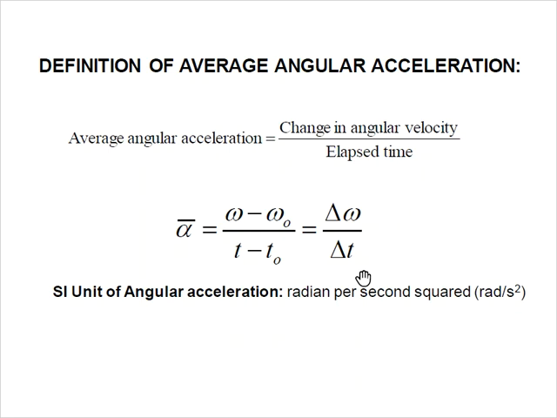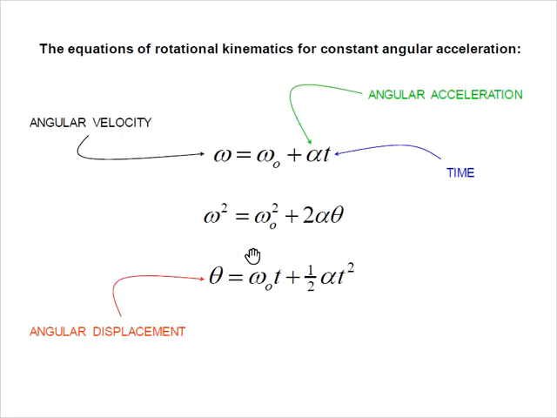Okay, so our kinematic equations all said you had to have constant acceleration. We're not going to deal with changing angular accelerations either, and so there's really no point in going to an instantaneous acceleration. And the units are radians per second squared.